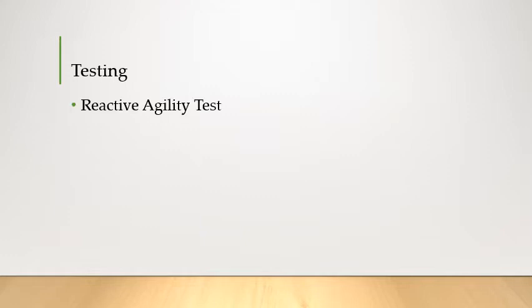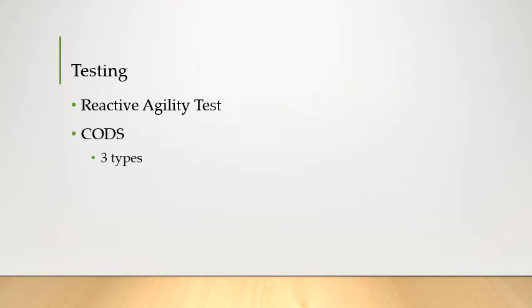So we've already talked about reactive agility tests. It's important to do something where they have to respond to a stimulus to assess that ability. And also different types of change of direction speed, which, as we know, have different tests that look at different qualities. In essence, we recommend 3 different types.